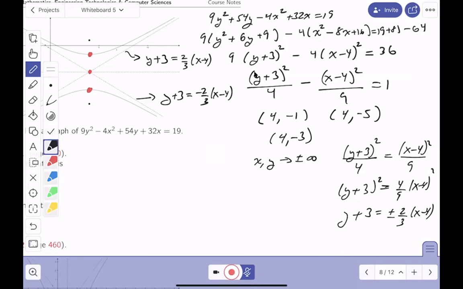All right. Foci. Let's do that. Relatively simple. What do we do? We're adding these two numbers now. That's going to be 13. That's c squared. So what's c? C is root 13. So what do I have to do? I have to move in root 13 from the center.